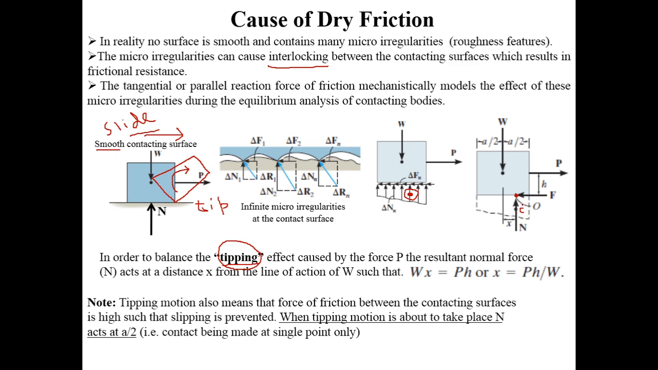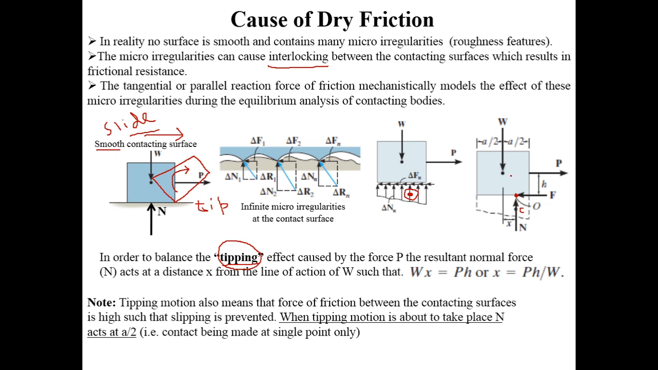So as soon as you apply the equation of moment about this point O, you see that the normal reaction N and this friction force F will not create any moment about point O because their line of action is passing through O. So the only forces left are W and P. These will create moment about point O.